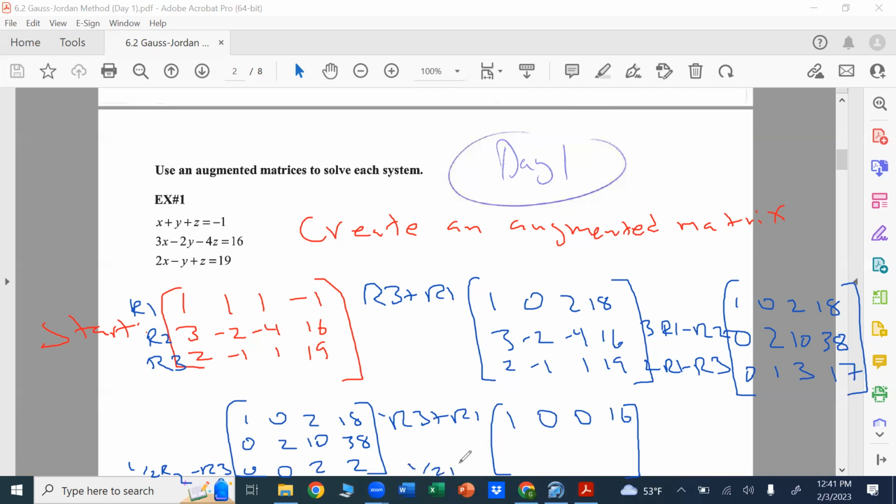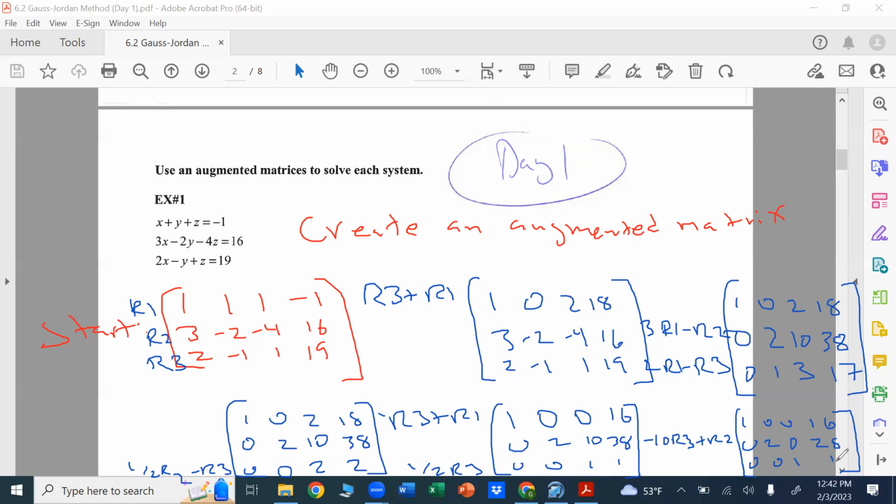Simultaneously, I'm going to take half of R3, which is 0, 0, 1, 1. And of course, I have 0, 2, 10, and 38. Okay. Almost there. I'm going to do negative 10 R3 plus R2. If I do that, I get 1, 0, 0, 16. 0, 2. But then I have, that becomes 0. And that becomes 28. And 0, 0, 1, 0.